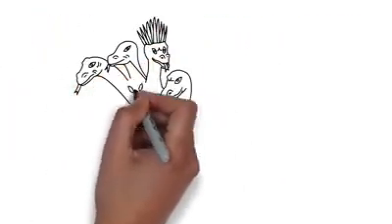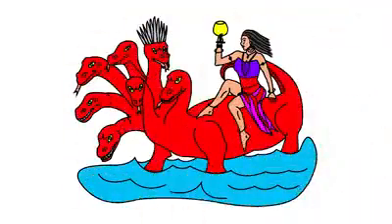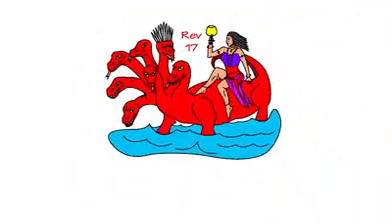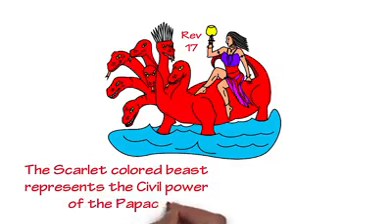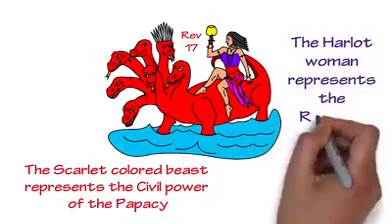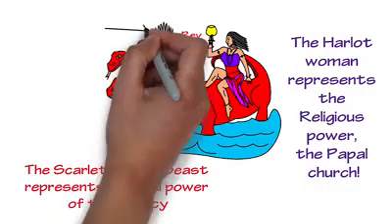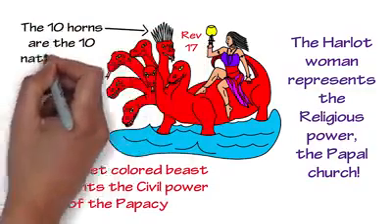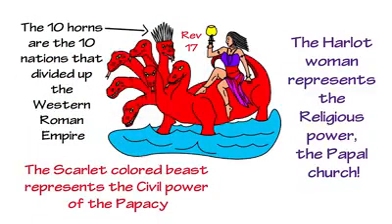In Revelation 17, God further expands on the symbols he uses to identify more clearly what's about to take place. The scarlet-colored beast represents the civil power of the papacy, while the harlot woman represents the religious power, or the papal church itself. Once again, the 10 horns are the 10 nations that divided up the Western Roman Empire. These horns represent the kings of the earth whom the harlot woman has made drunk with the wine of her fornication.